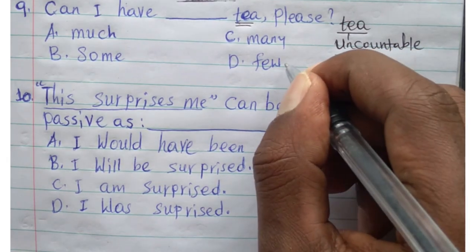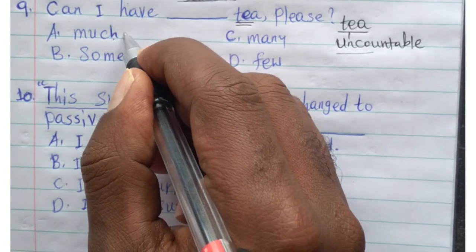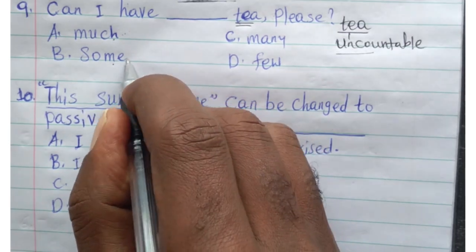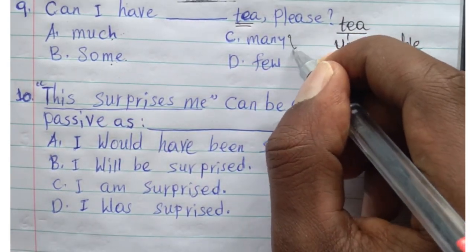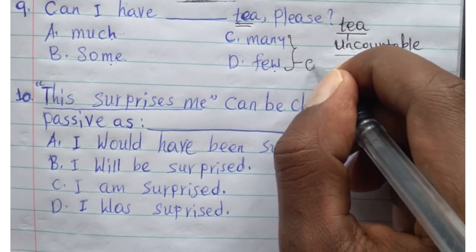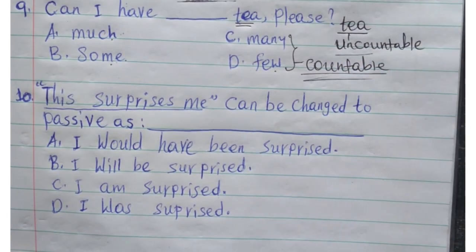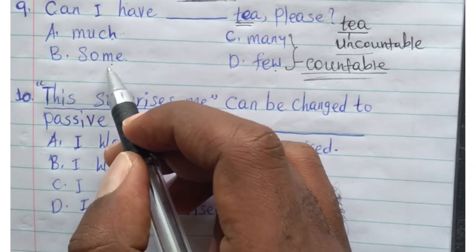So when you come to see here, much, it says it's uncountable, so we can use it. And this one is for both countable and uncountable, so we can use it. But few and a few, many and few, are used only with countable nouns, so they are not going to be the answer. So let's compare and contrast much and some.